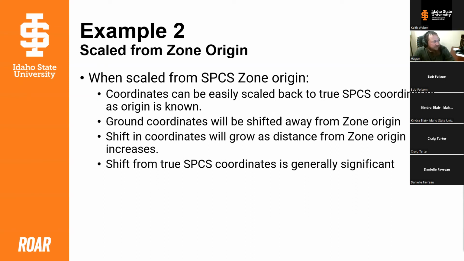In the third example, actually, sorry, let me back up. A method like this might be used when the surveyor wants to have a consistent process where he's always scaling from a predictable point, in this case, always a zone origin. And one of the benefits of this is that the shift in the coordinates is usually significant enough that the ground coordinates can be identified and you can see the shift from grid. They're not as easily confused.